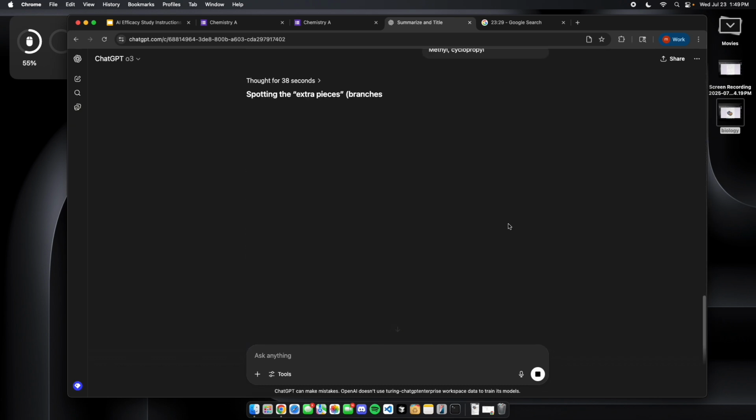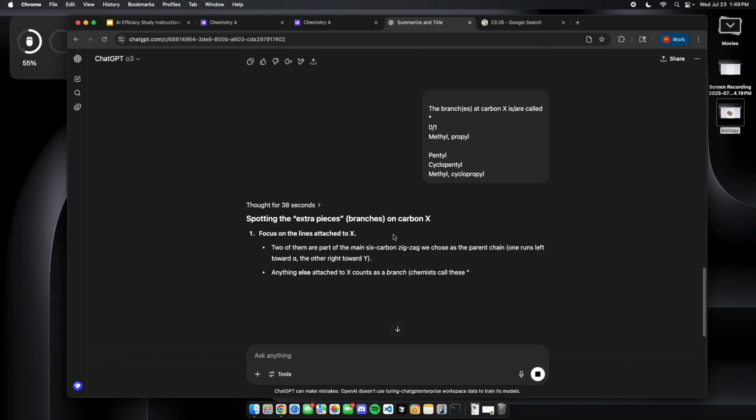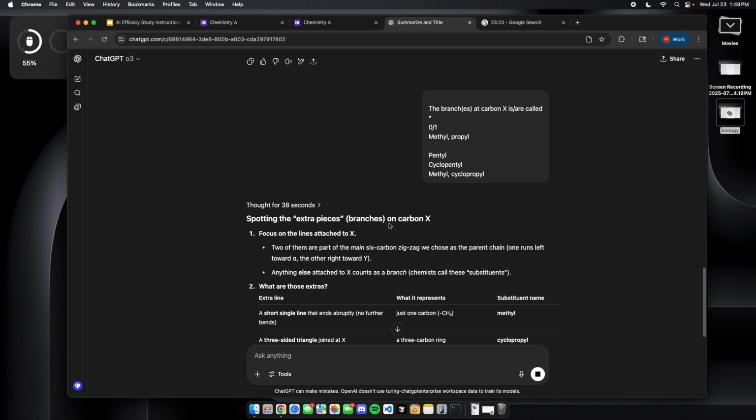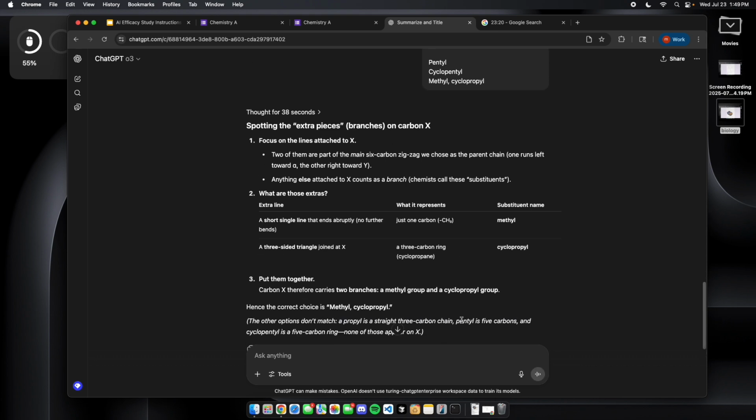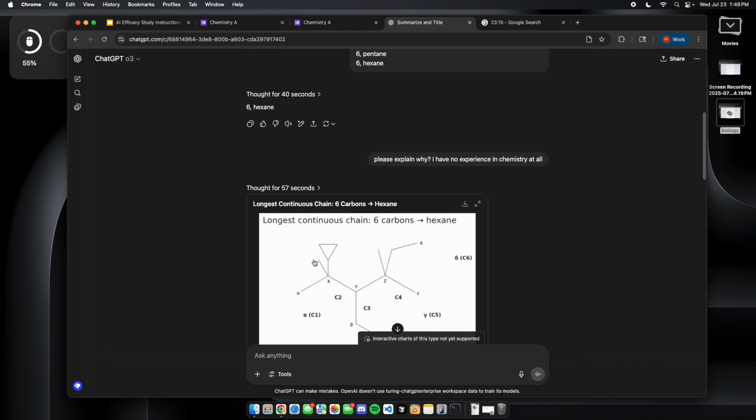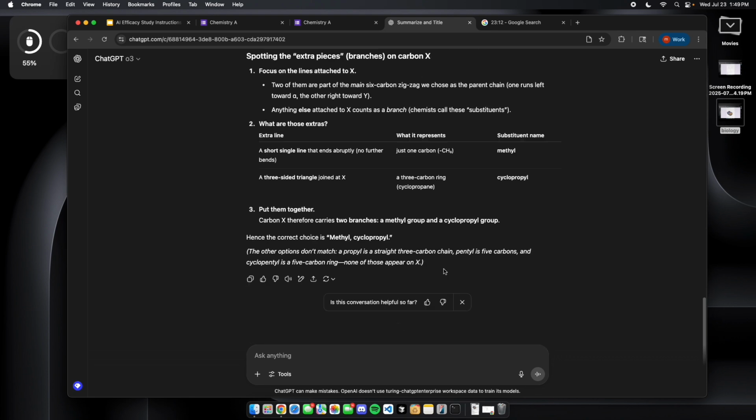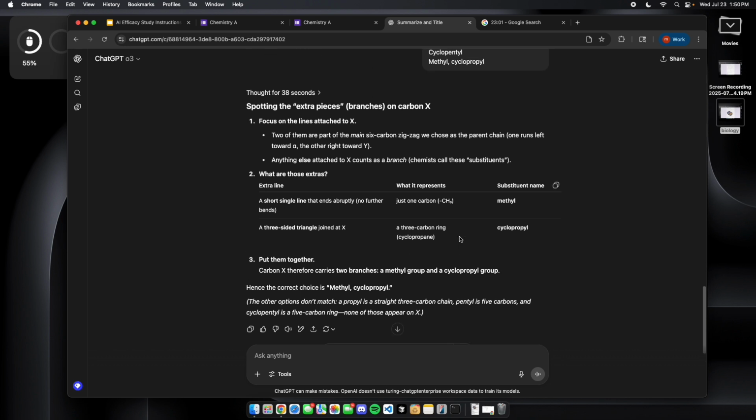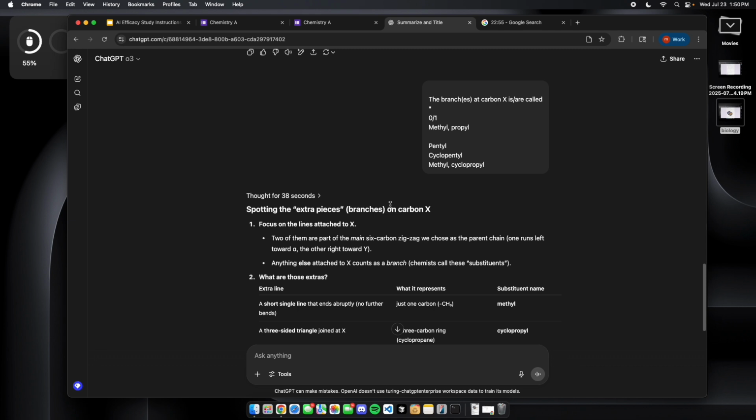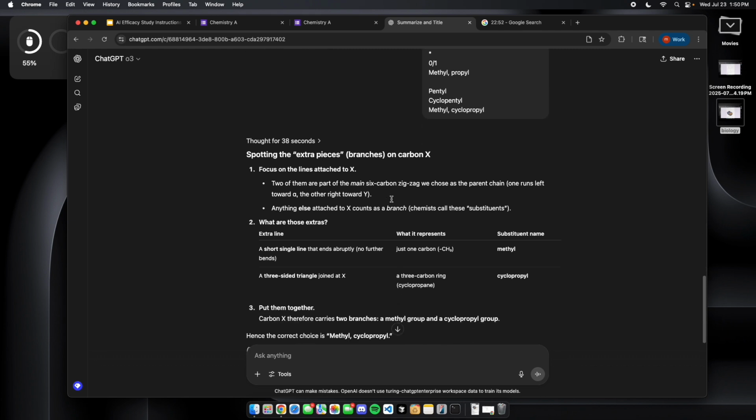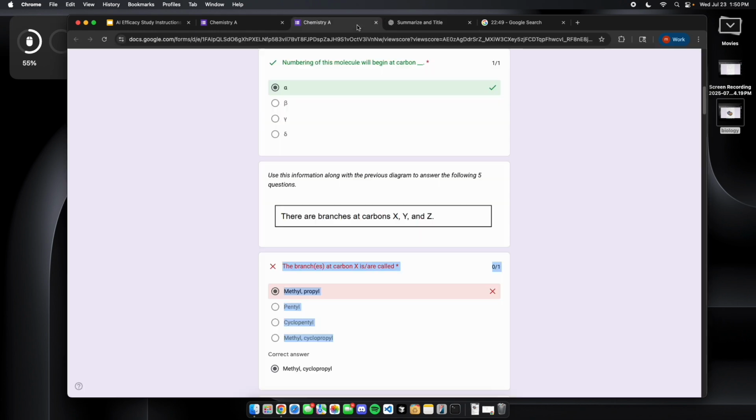This definitely takes a long time every single time I ask for a question. Three-sided triangle joined at X. Okay, I see. So this triangle at the top is actually also something that's connected. Oh, that makes sense.